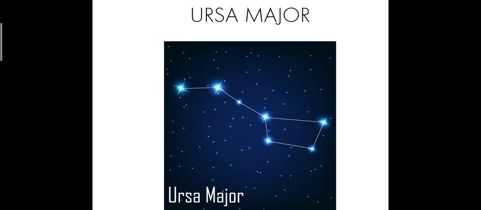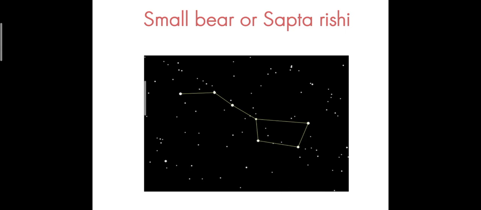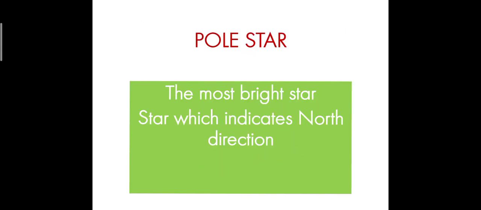And there is another constellation, that is Small Bear or Saptarishi. It looks somewhat similar. Why is it called Saptarishi? Because the word Sapta means 7. It is made of 7 stars. Just look at that picture. 1, 2, 3, 4, 5, 6, 7 stars are making this shape. So now you're clear what is constellation and what are stars?